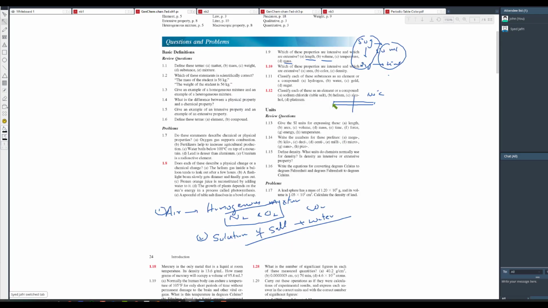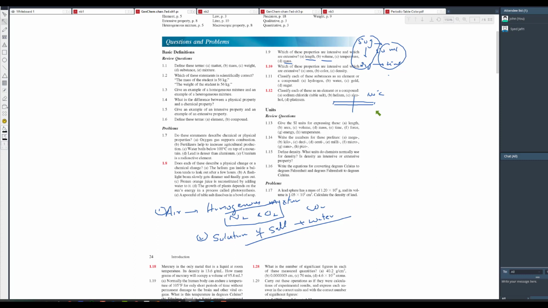What about boiling and melting point? Boiling temperature, melting temperature. It's a physical property, but intensive or extensive? If you are taking 100 grams of water, its boiling point is 100. If you take 10 gram water, its boiling point is also 100. So it does not depend on the quantity. So it's intensive. Sorry, intensive, because it does not depend on quantity.